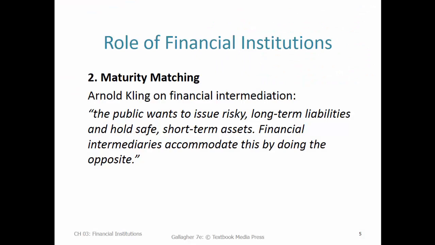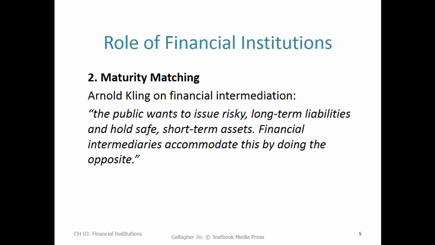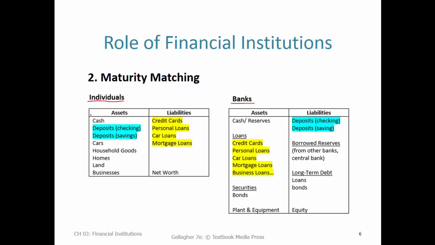But here's a payoff quote from that article. He says, "The public wants to issue risky long-term liabilities and hold safe short-term assets. Financial intermediaries accommodate this by doing the opposite." So if we think about that with respect to balance sheets for individuals or households dealing with financial institutions, and then banks, of course there are other financial institutions we'll talk about, but banks are going to be one of the major ones. Remember what Kling said: the public wants to issue risky long-term liabilities and hold safe short-term assets. Well, that's what's happening here.